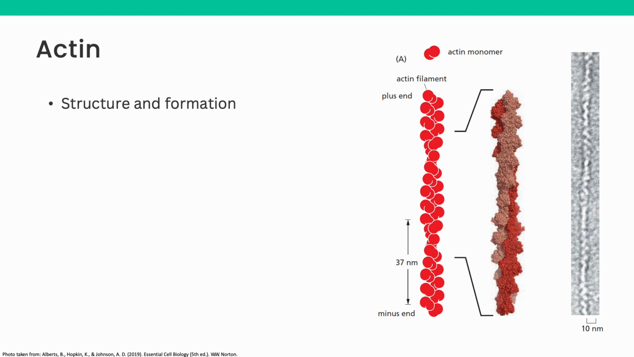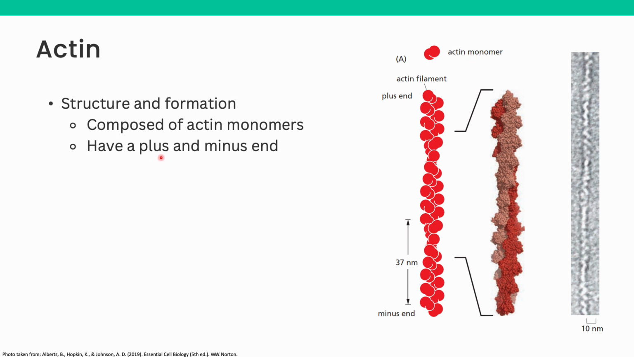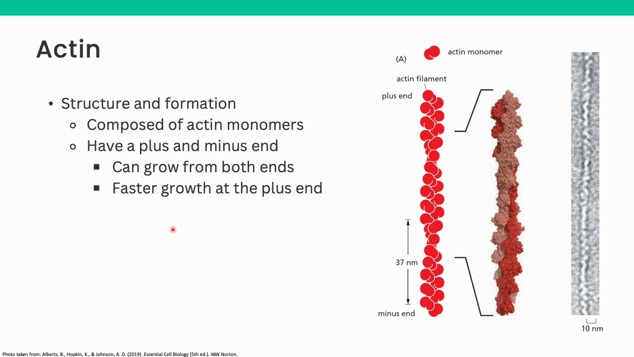Next, we'll talk about the structure and formation of our actin. Just like our microtubules, actin are also globular in nature. And here we can see the basic monomer of our actin, which we call actin monomers. Just like the microtubules, actin also has a plus and a minus end, and they can grow from both ends. However, in the plus end, we should note that there is faster growth. Unlike microtubule, however, the actin inside the cell can grow from both ends and not just from one end.